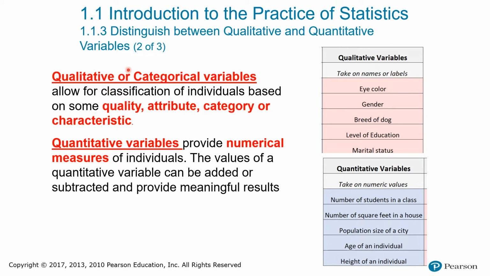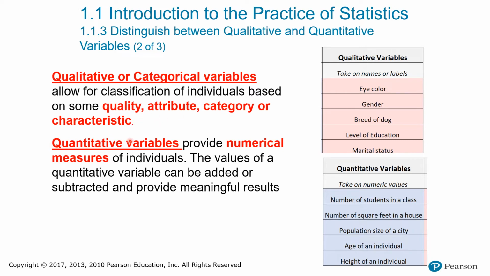So think qualitative, quality. Some examples are eye color, right? That's a quality that describes somebody. Gender. Breed of dog. If our population was dogs, the breed would be a variable. Level of education, sophomore, freshman, junior, senior. Marital status, married, divorced, widowed, not married, single, things like that. They are qualities, attributes, categories, or characteristics.